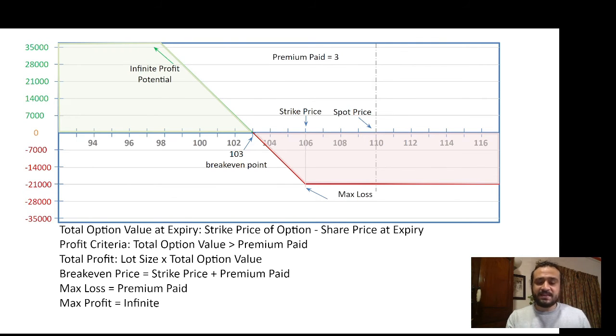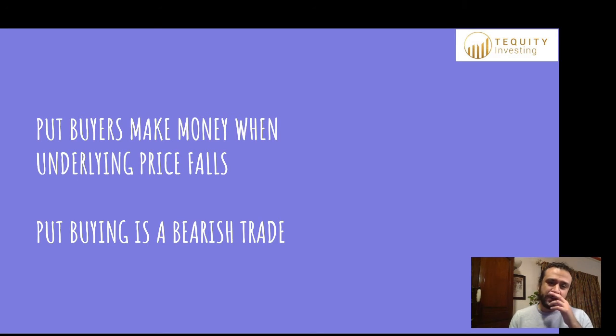Total profit is nothing but lot size into total option value. Break even price is strike price plus the premium paid. In this case, it is wrong. It should be strike price minus the premium paid. That will be the break even point. Max loss is equal to the premium paid for a buyer, and max profit is infinite for the buyer. So put buyers are essentially making money when the underlying falls. Put buying is a bearish trade. You are expecting the market to fall.